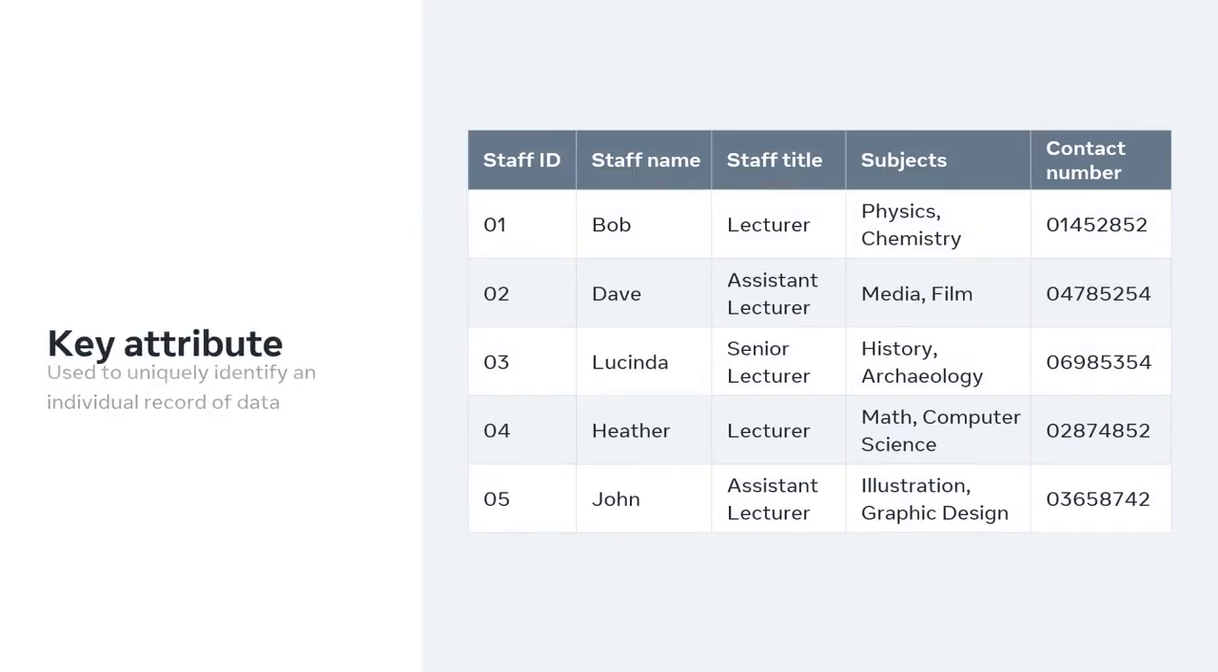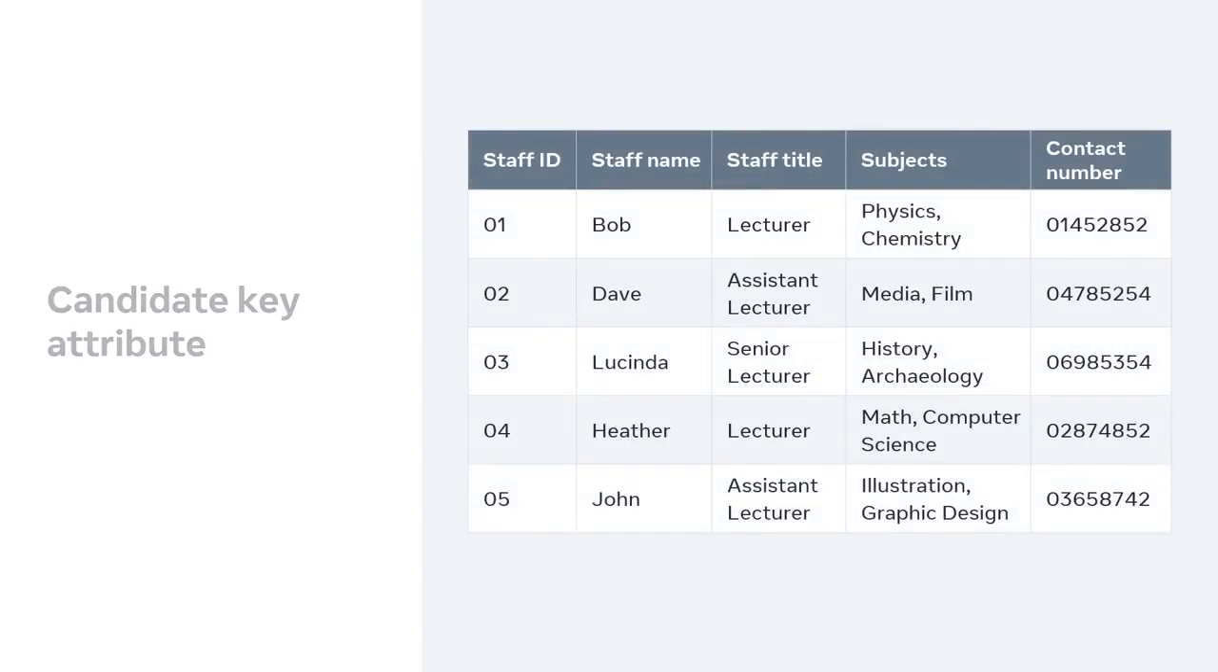Let's use the example of the staff table to explore some examples of attribute keys. Let's begin with the key attribute. This is a value used to uniquely identify an individual record of data in a table. For example, in the staff table, the key attribute is staff ID. This attribute has a unique value in each row of the table, so it's the perfect way to uniquely identify each record of data. In a relational database, there are a range of different types of key attributes.